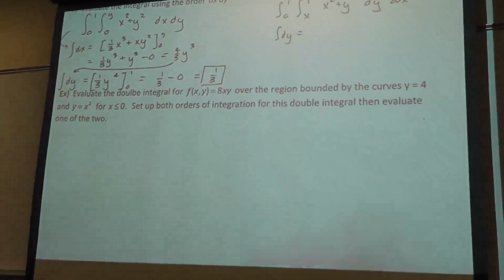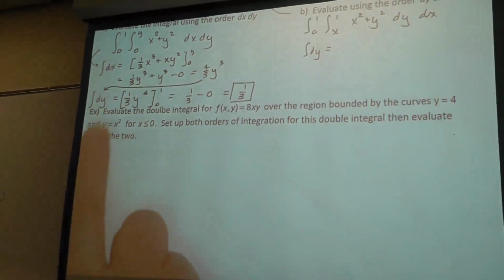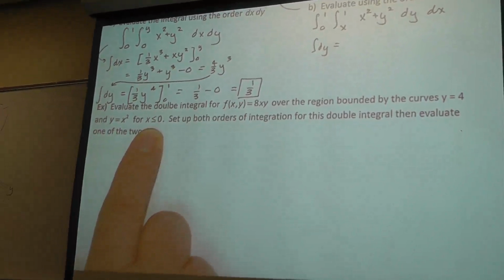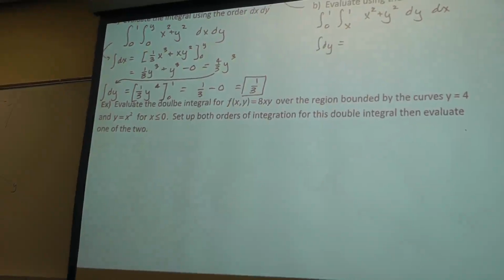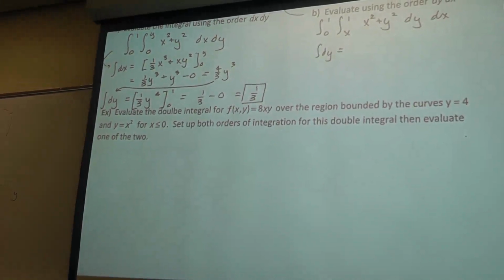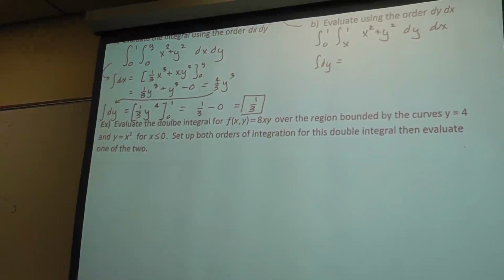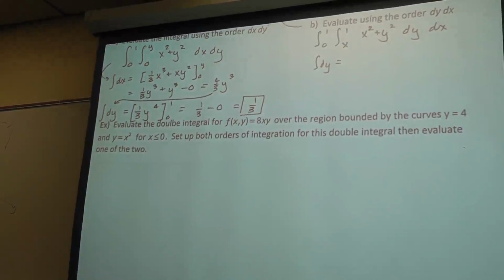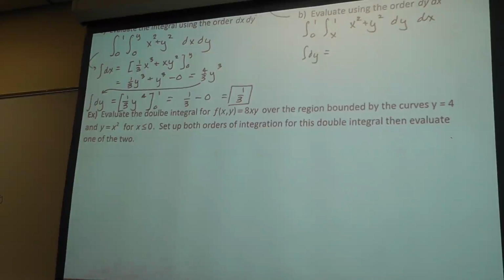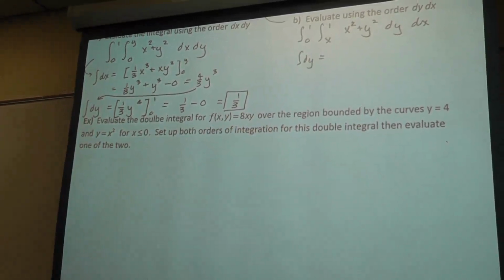So, a new problem here. Evaluate the double integral for the function 8xy over the region bounded by these curves. The curves are y equals 4 and y equals x squared for x less than or equal to 0. Set up both orders of integration and choose one of them to do, just to get your value. I want you to do the graphing and set up one of the two orders, and I'll do the other one. Well, obviously I'll do both of them. But keep in mind, the function that's mentioned is what you set up the double integral for. That's eventually going to be your integrand. It plays no role in the graph that you're making for your 2D region.